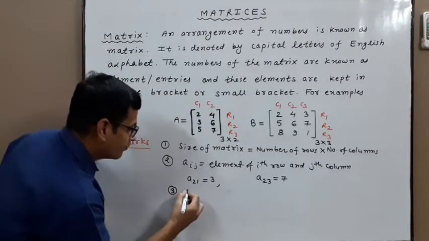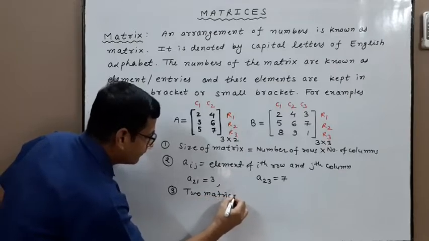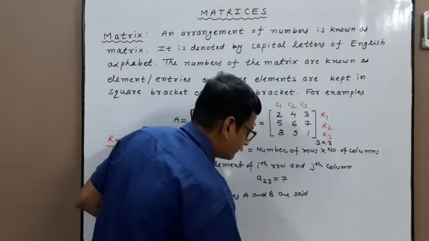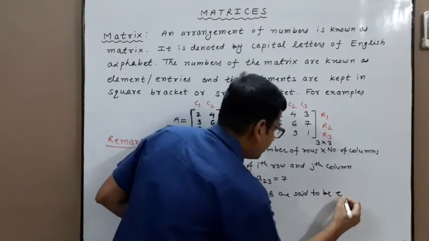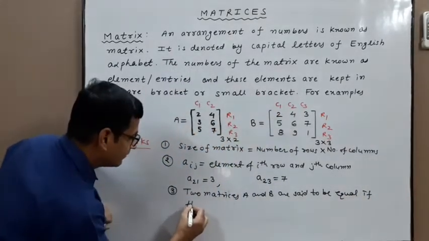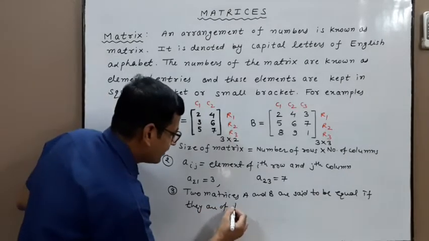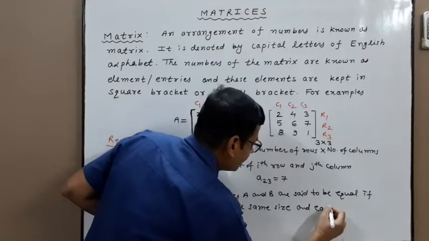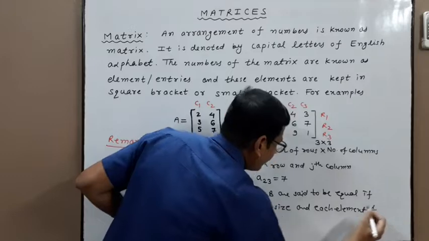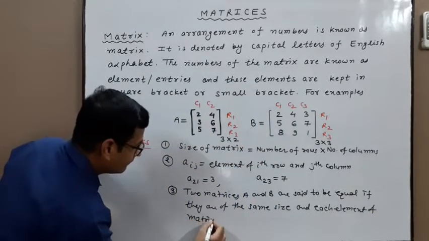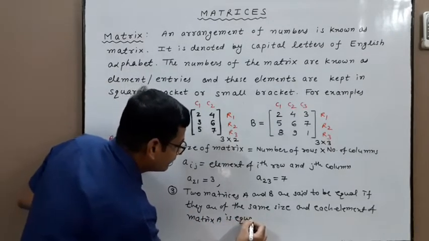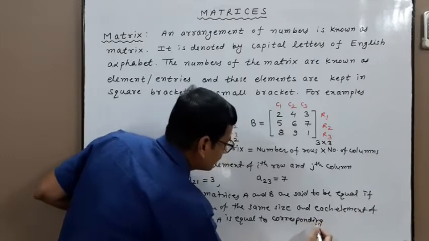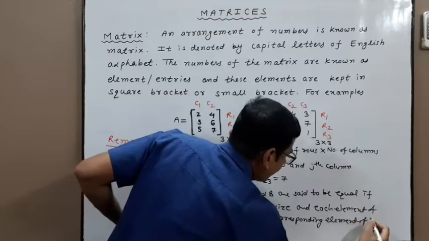Remark number 3. Two matrices A and B are said to be equal if they are of the same size and each element of matrix A is equal to the corresponding element of matrix B.